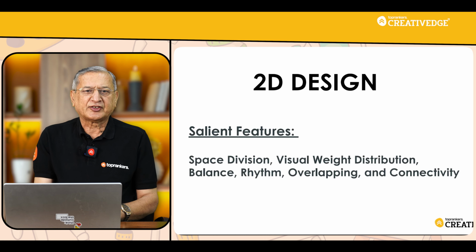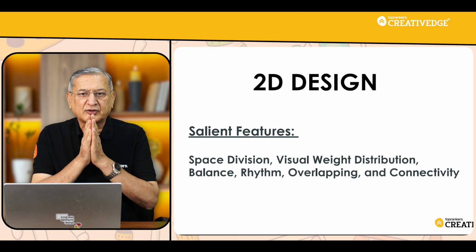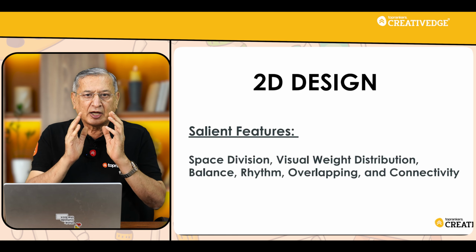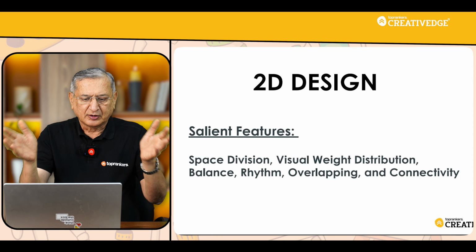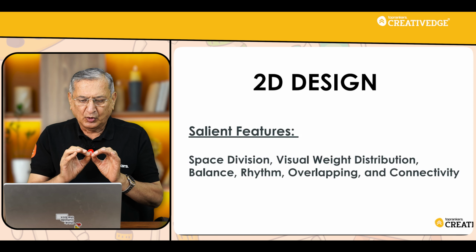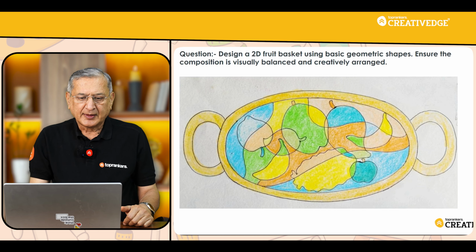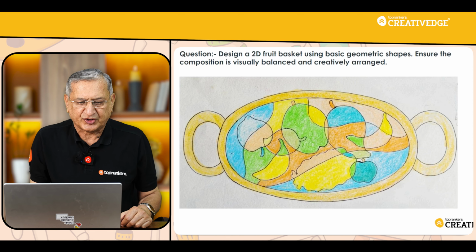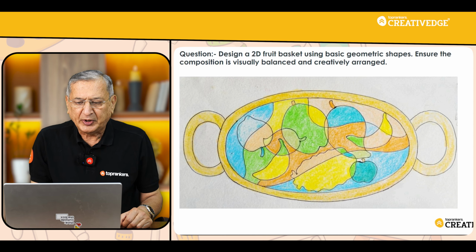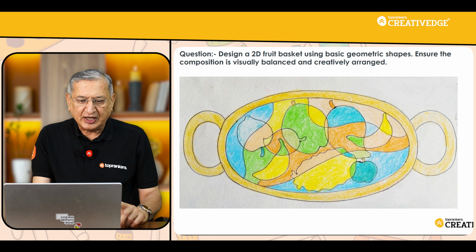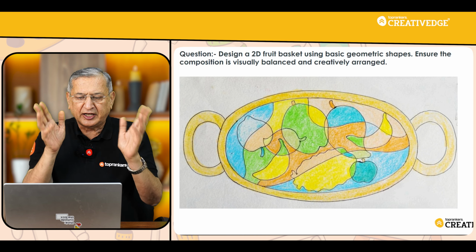We talk about 2D design. The salient features, 2D design, as you know, is required for having a space division, visual weight distribution, balance, rhythm, overlapping, and connectivity. For example, let us take this question. Design a 2D fruit basket using basic geometric shapes. Ensure the composition is visually balanced and creatively arranged.